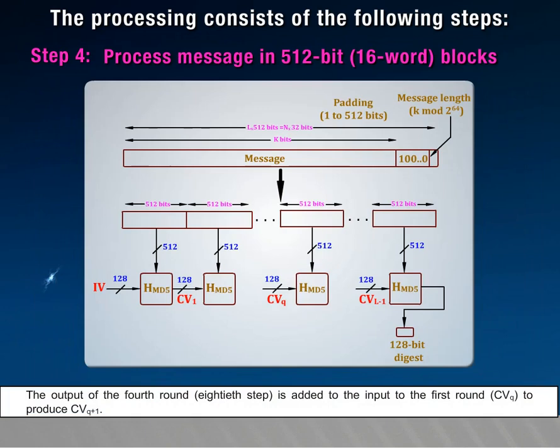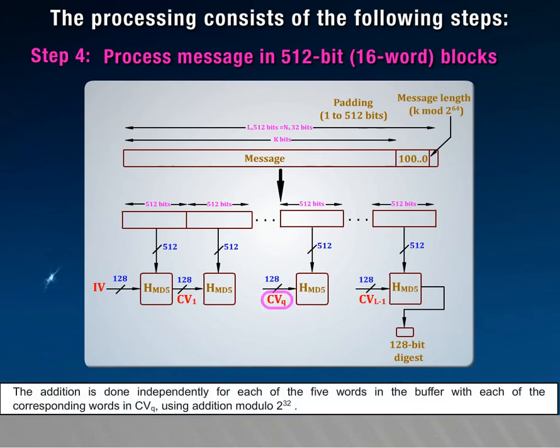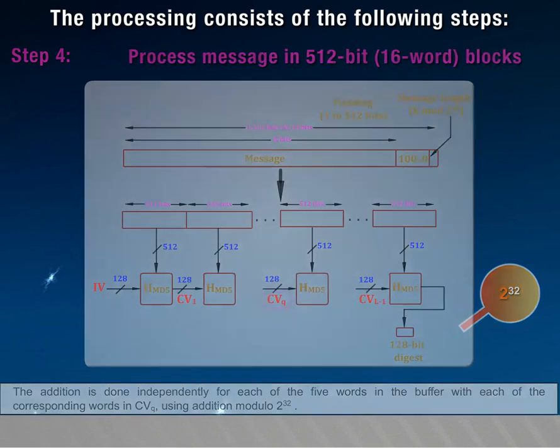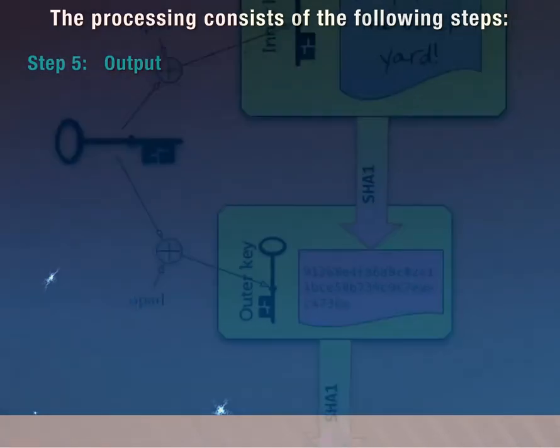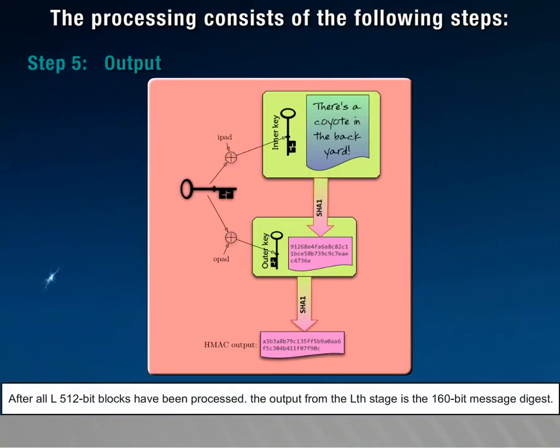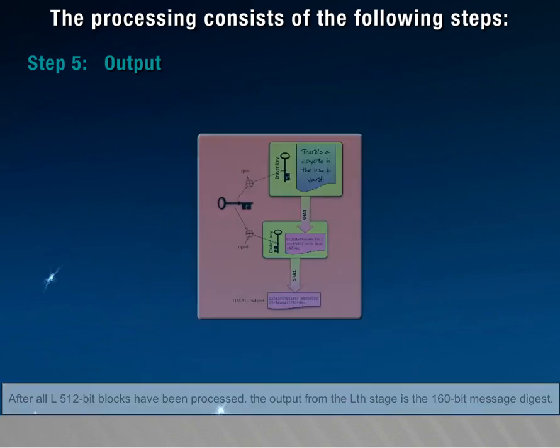The output of the fourth round, 80th step, is added to the input to the first round CVq to produce CVq+1. The addition is done independently for each of the 5 words in the buffer with each of the corresponding words in CVq using addition modulo 2^32. After all L 512-bit blocks have been processed, the output from the L-th stage is the 160-bit message digest.